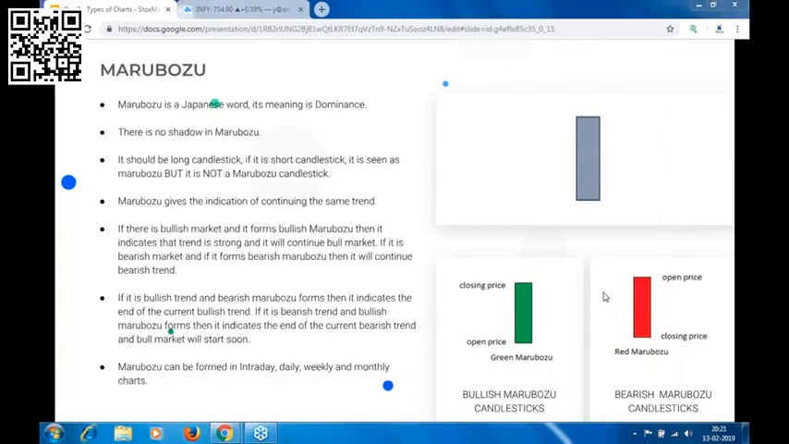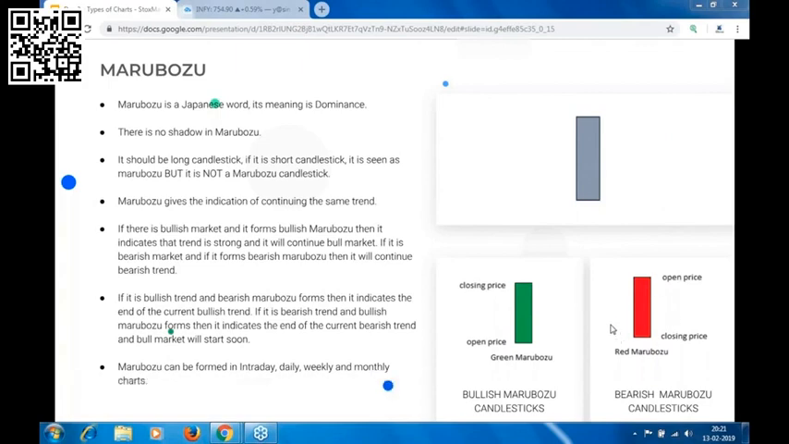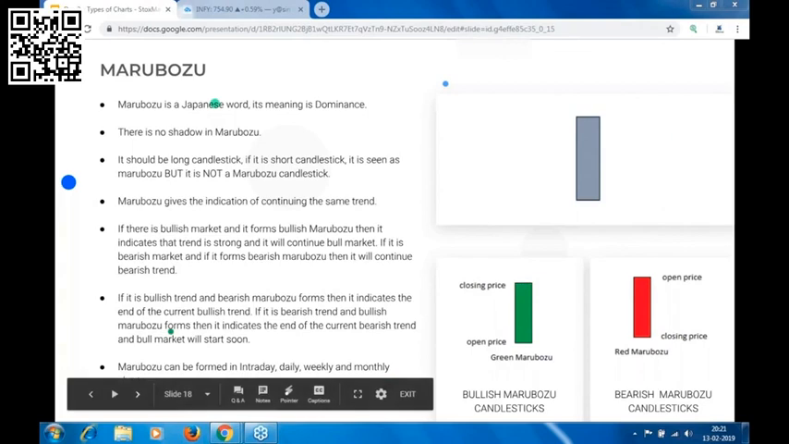Now Marubozu, as I said, it acts in both ways. This is your trend reversal pattern also and your trend continuation. If it's a bullish trend and we see a bullish Marubozu, that means the trend is very strong and the trend will continue. Whereas if it's a bearish trend and we see a bullish Marubozu, then we can say that the trend is about to change. Most of the time we don't have a wick in a bullish Marubozu, but in some cases we may see a small wick in bullish Marubozu or bearish Marubozu as well.